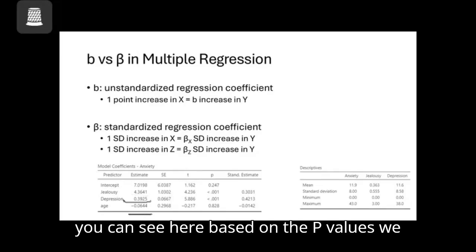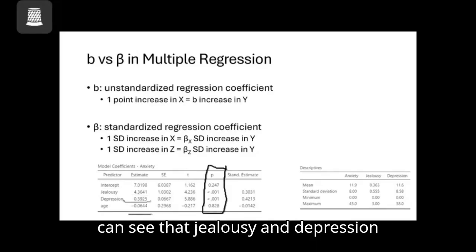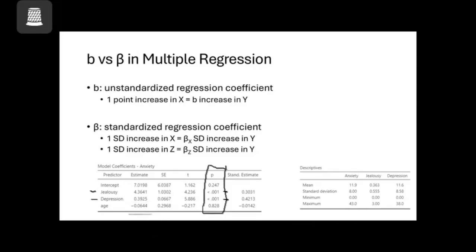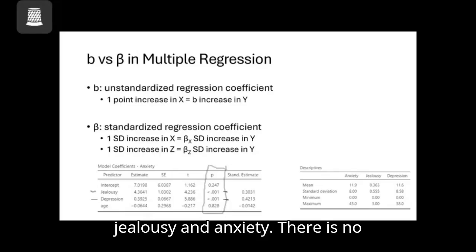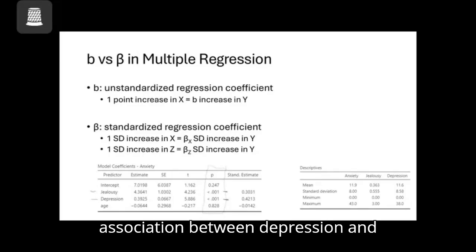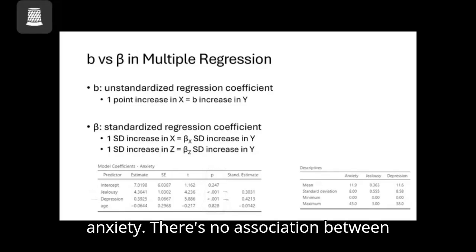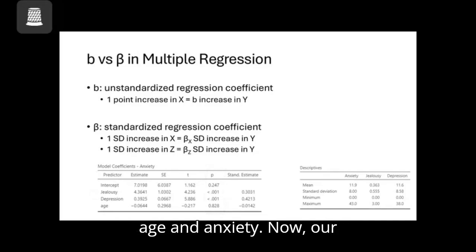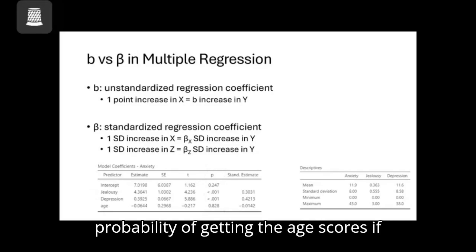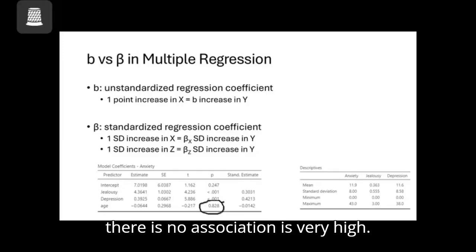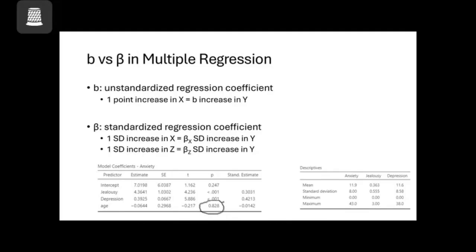You can see here, based on the p-values, that jealousy and depression are both significant predictors. So our null hypothesis here is that there is no association between jealousy and anxiety. There is no association between depression and anxiety. There's no association between age and anxiety. Now, our probability of getting the age scores if there is no association is very high. So this is not a predictor. Age does not predict anxiety scores.